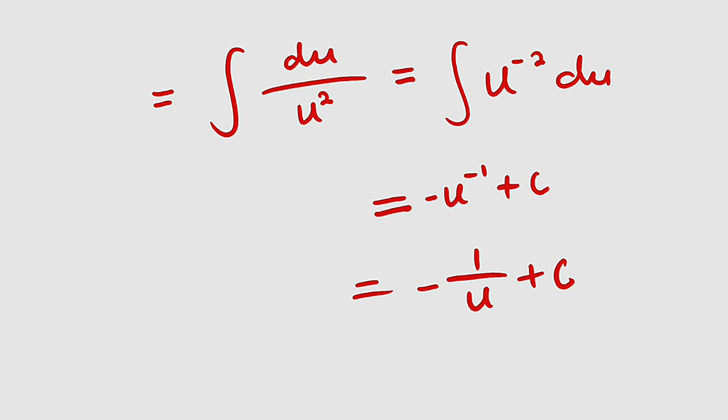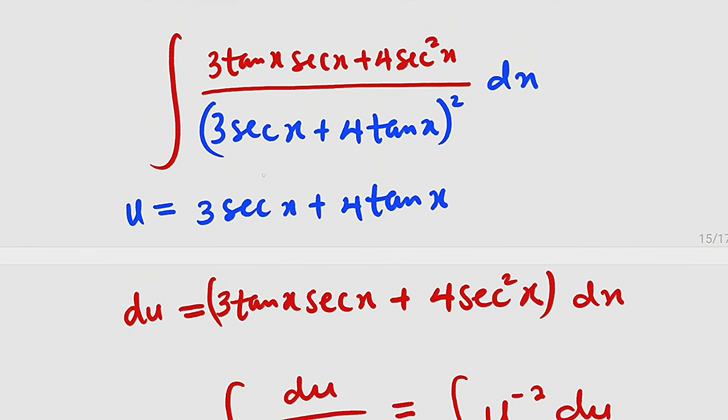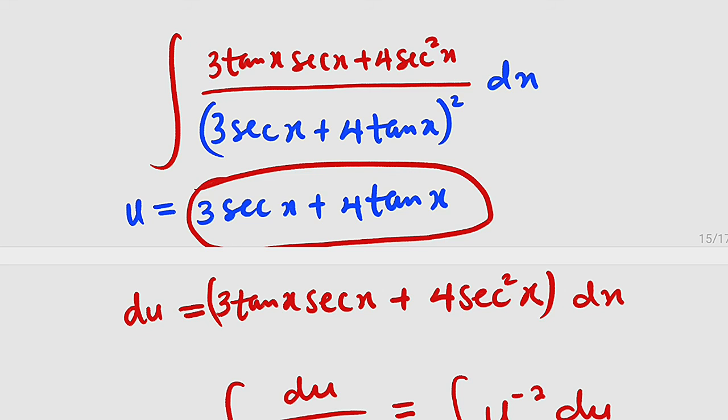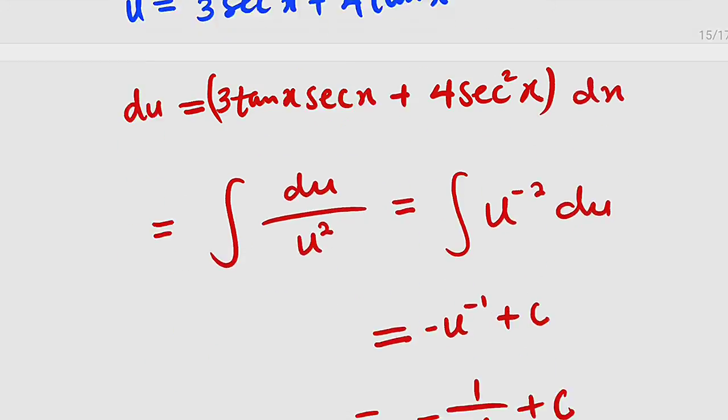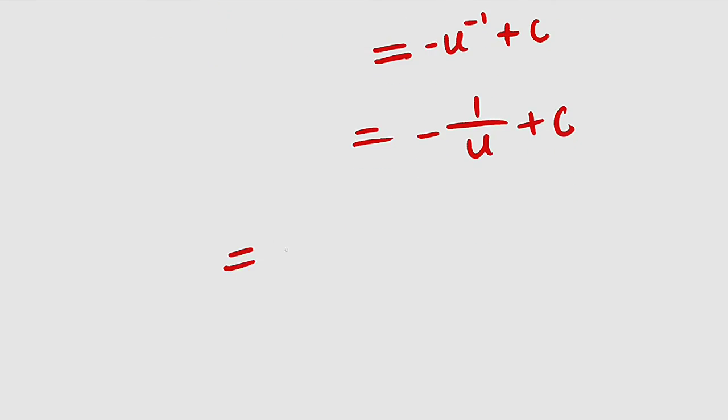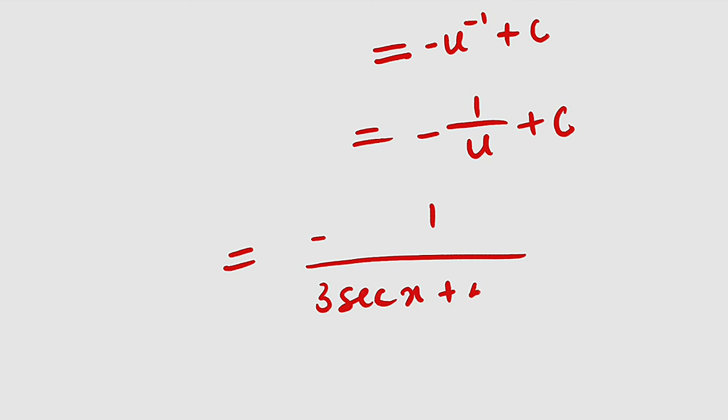But our original function was in terms of x, so we have to back substitute, bring back the value of u. And the value of u is nothing but 3 secant x plus 4 tangent x. So this is equal to -1 divided by (3 secant x plus 4 tangent x), plus the constant of integration. And this is exactly the solution to this problem.